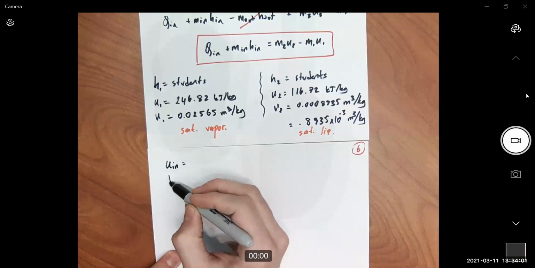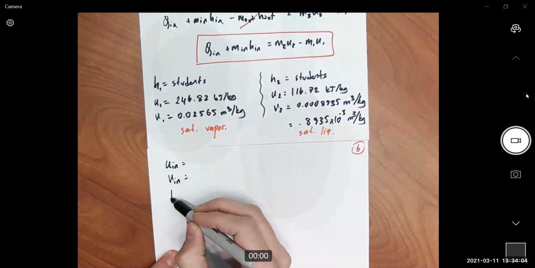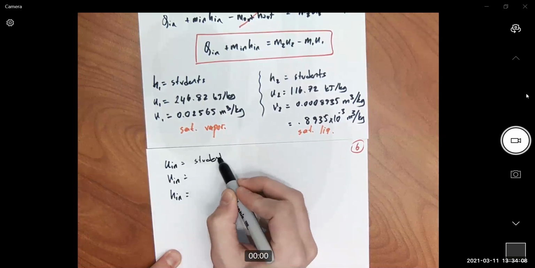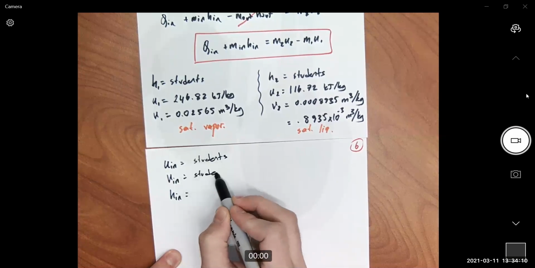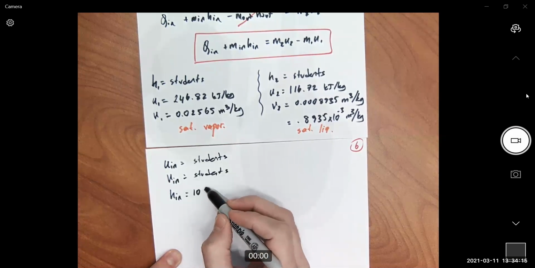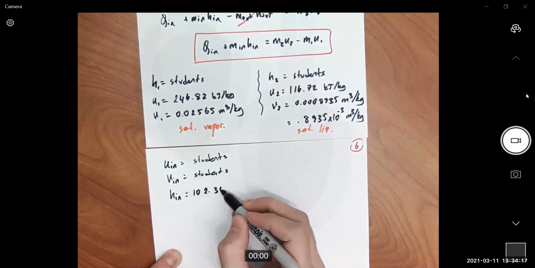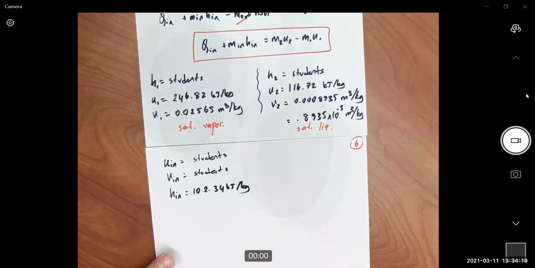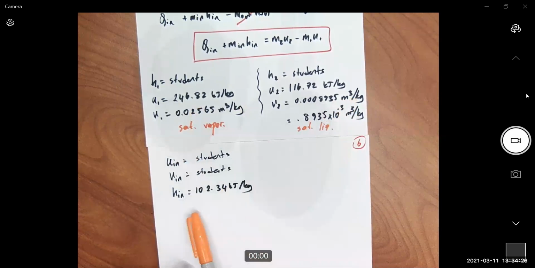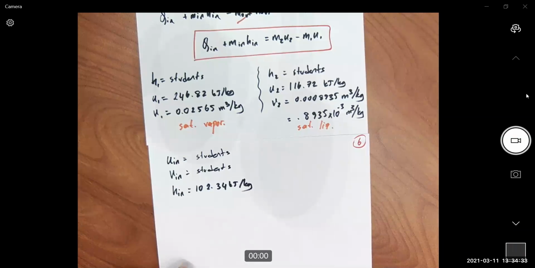Un, hn, okay? Find these. 102.34 kilojoules per kilogram. Okay? My first state, my second state, and my supply line. I have everything I need. I need to solve this.